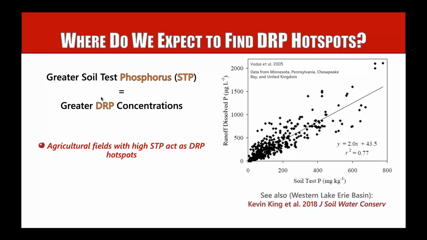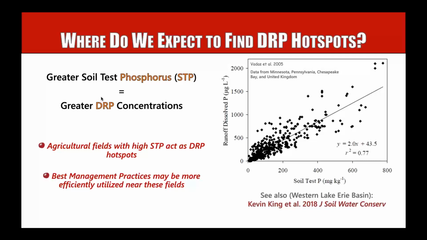Okay, and this has been proven across the country. One of the spots was in the UK, and then Kevin King, there's a reference on the bottom there, has also demonstrated this within the Western Lake Erie Basin, and these are strong relationships. So this tells us that if we can find agricultural fields or other types of fields that have high soil test phosphorus, these are probably some of the hot spots that we're looking for where we'd like to locate management.